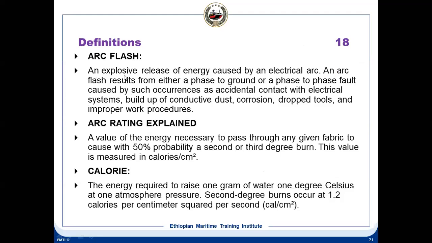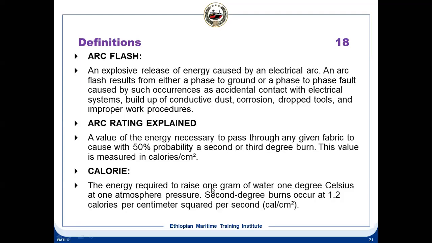Arc flash means explosive release of energy caused by an electrical arc. Arc flash results from phase to ground or phase to phase faults, or accidental contact with the electrical systems, buildup of conductive dust, corrosion, or dropped tools. So you have arc flash and arc blast. Arc rating means the value of the energy necessary to pass through any given fabric. All your fabrics have been arc rated, so that the fabric should be able to absorb the energy and reduce the injury. That is the arc rating.